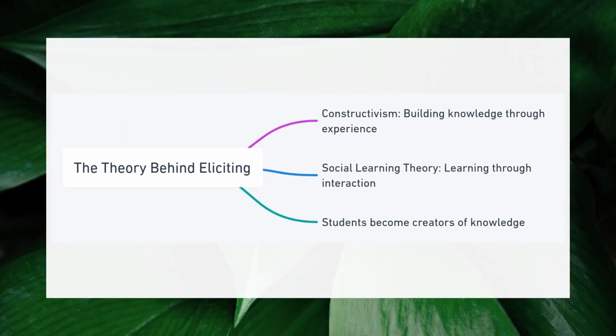3. The theory behind eliciting. The principle behind eliciting is that students learn better when they are active participants in the learning process. When students think and respond, they understand and retain information more effectively. Eliciting is rooted in learning theories like constructivism, which emphasizes that learners build their own knowledge through experiences and interactions. Social learning theory also supports this method, highlighting the importance of learning through interaction with others.